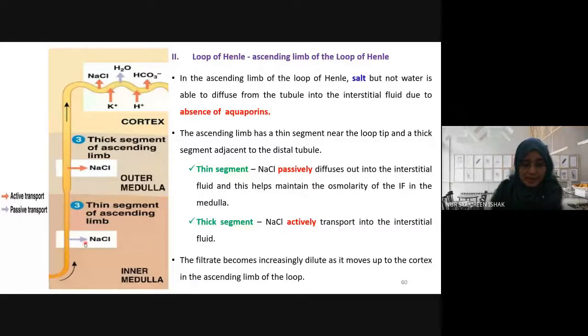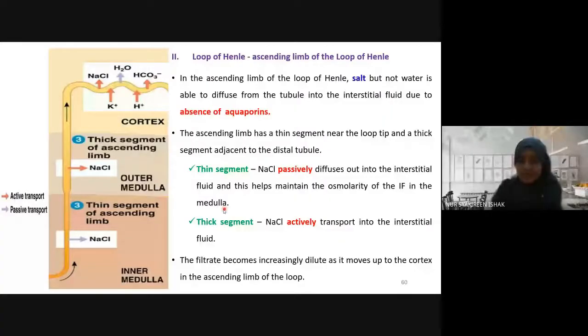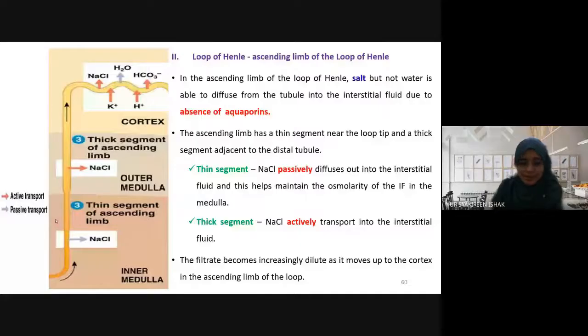Okay, structure dia sangat significant where in the thin segment, okay, so this is where sodium chloride, arrow kelabu apa? Diffuse out. It passively diffuses out from the filtrate into the interstitial fluid. So this helps maintain the osmolarity of the interstitial fluid in the medulla. Ingat tadi kan saya cakap inner medulla, as you go from cortex into the outer medulla, into the inner medulla, interstitial fluid concentration will become more and more concentrated. Sebab apa? Disebabkan oleh faktor ni lah.